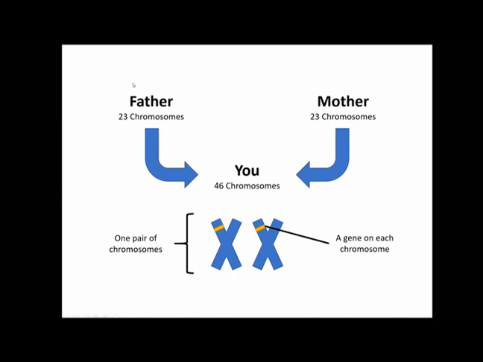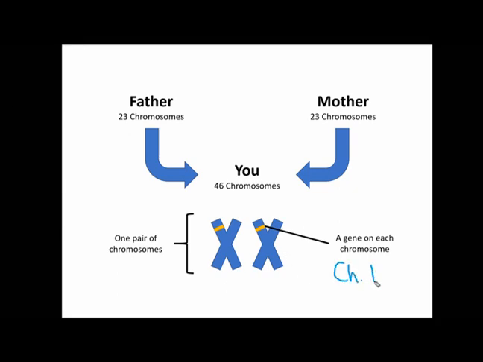If your father gives you 23 chromosomes and your mother gives you 23 chromosomes, those are going to form the 46 chromosomes that make up your genetic material. So those are pairs, 23 pairs of chromosomes to get that 46. We can look at just one pair of chromosomes. So say we're going to look at chromosome 1.